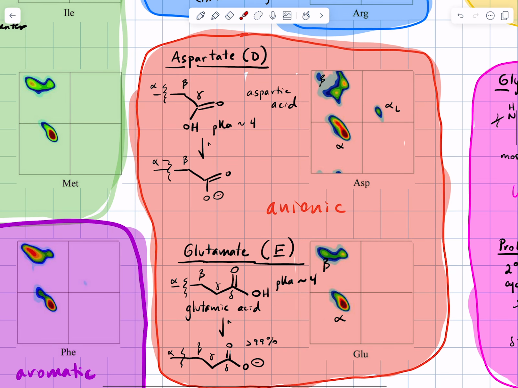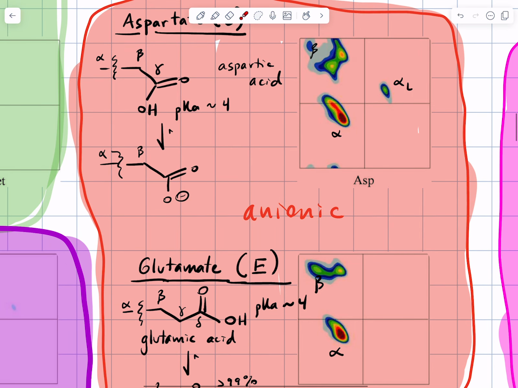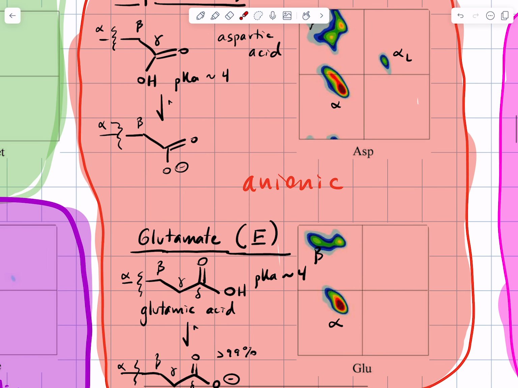But as I said, at physiological pH, these are present in their negatively charged forms. So that's why I call them aspartate and glutamate. One interesting thing to observe here in the Ramachandran plot is that apparently having the carboxylic acid group or carboxylate group closer to the backbone opens up some conformations that aren't available to glutamate. Notice that aspartate can adopt some positive values for phi that a lot of the other amino acids can't.